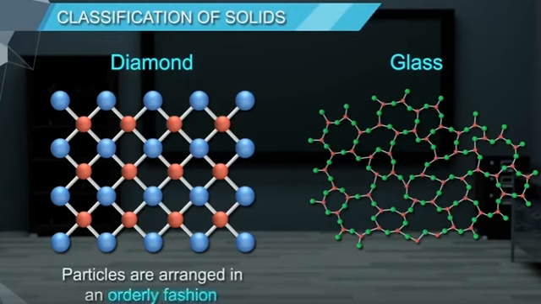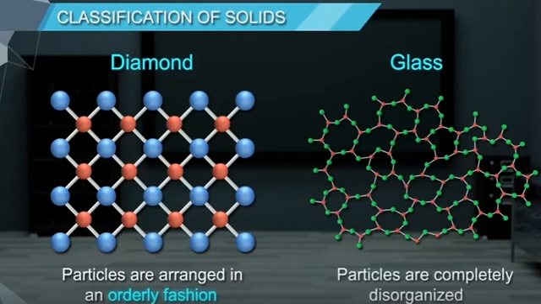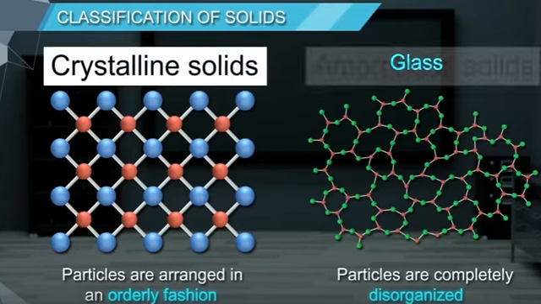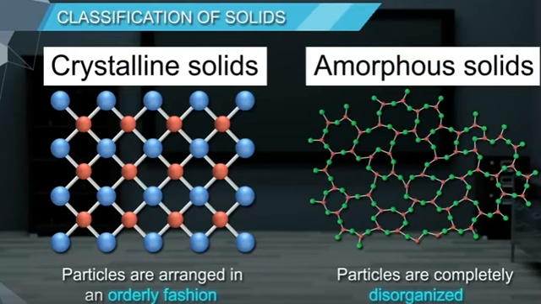Orderly fashion. In glass, they are disorganized. So the solids will mainly be classified into two types, crystalline solids and amorphous solids.